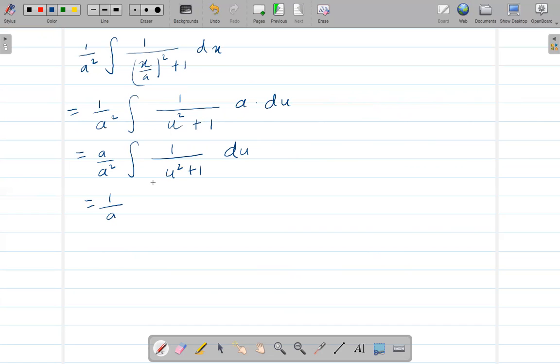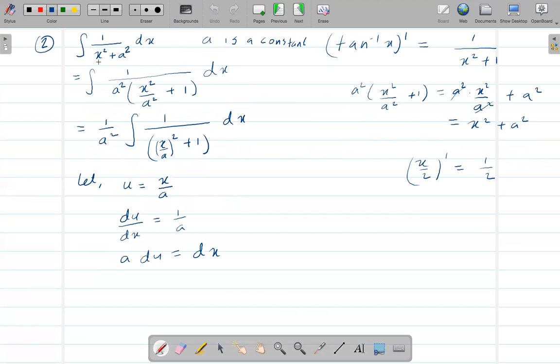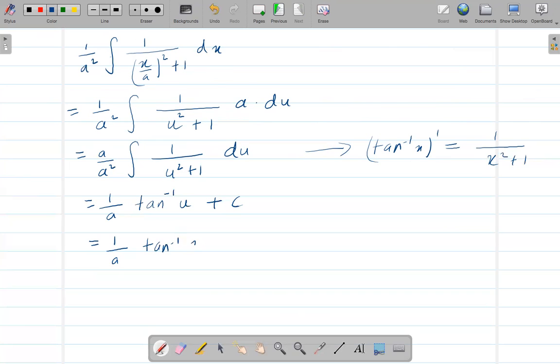Now this is similar to tan inverse of x. If I take the derivative of this one, we get 1 over x squared plus 1. But instead of x, we have u. These are just variables. So that means the integration of this one is tan inverse of u, plus c. Now I have to replace this u again by x over a, since our original equation is in terms of x. We said u is x over a, so that means tan inverse of x over a plus c, and that's it.